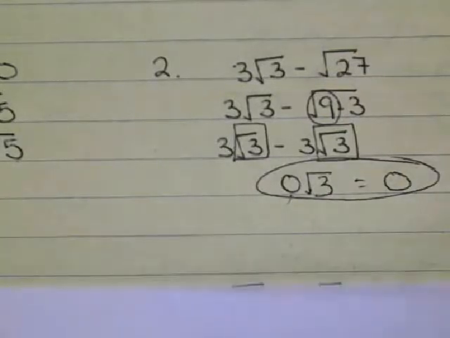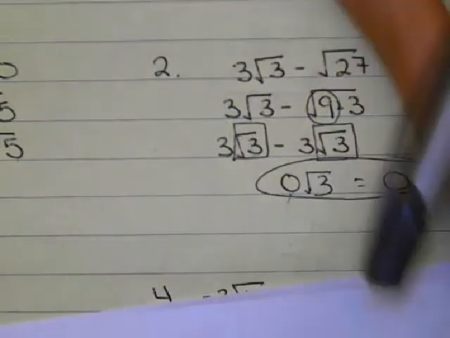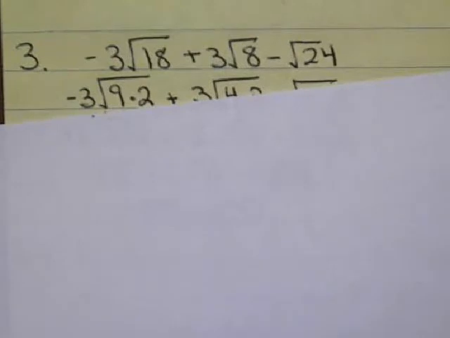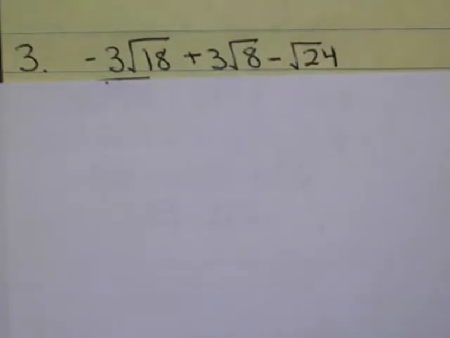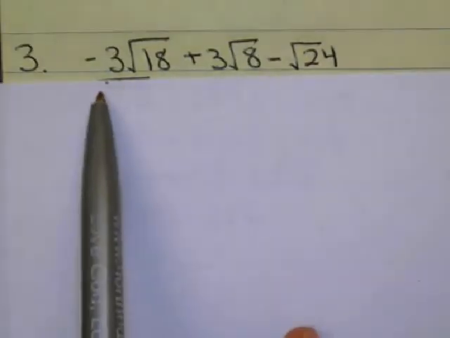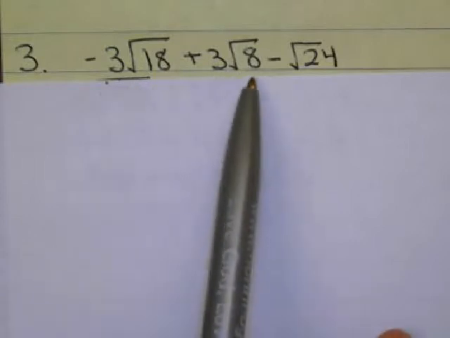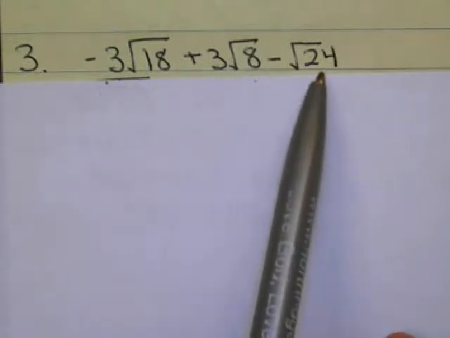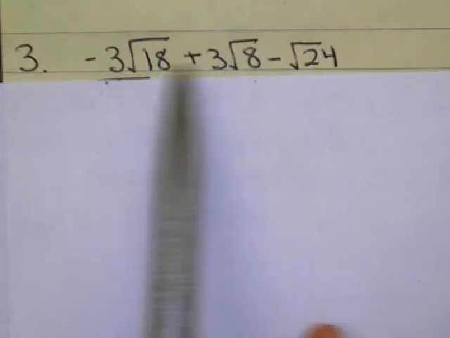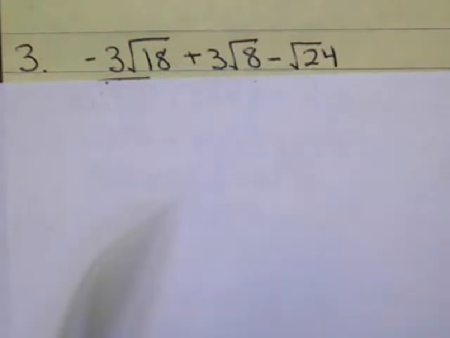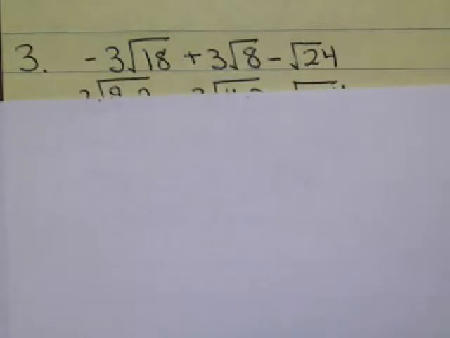Let's do one more. Oh, 2 more. Sorry, I have 2 more examples for you. Number 3 here. I have negative 3 radical 18 plus 3 radical 8 minus radical 24. Now when I look at these, I know that I have perfect squares in these, so I'm going to try to find a perfect square. 18 has 9 and 2, 8 has 4 and 2, and 24 has 6 and 4.